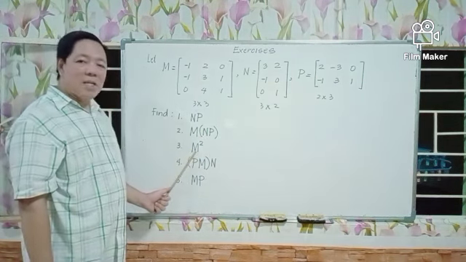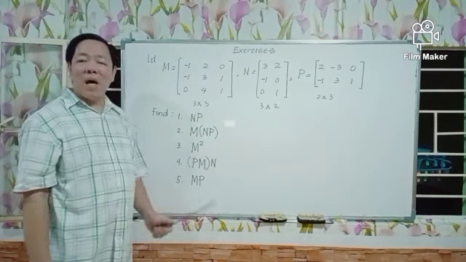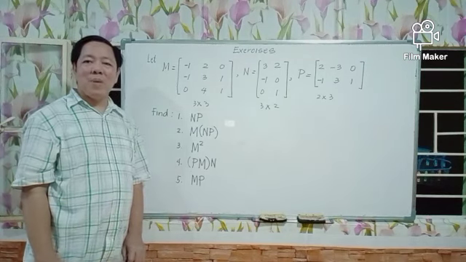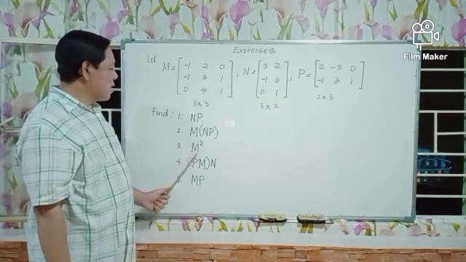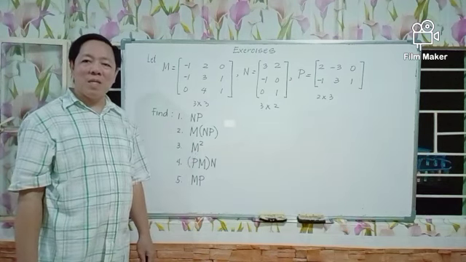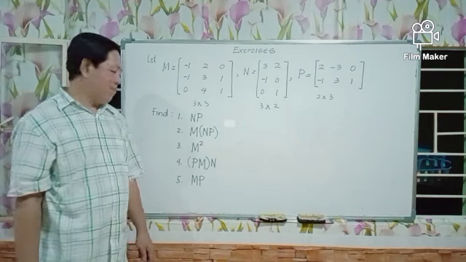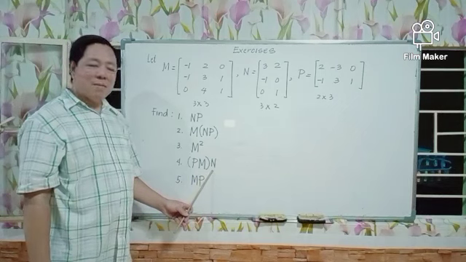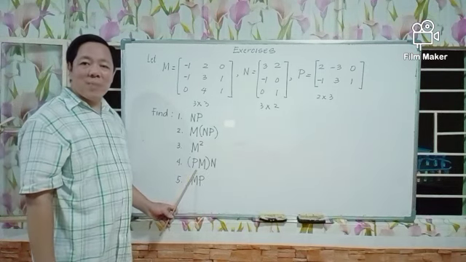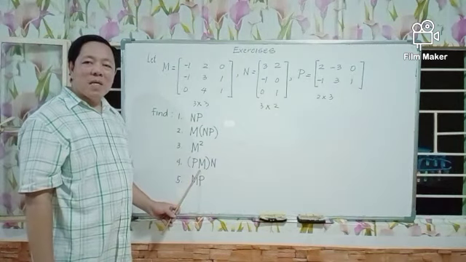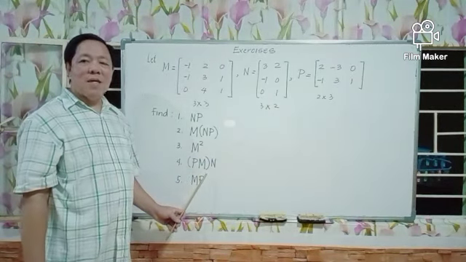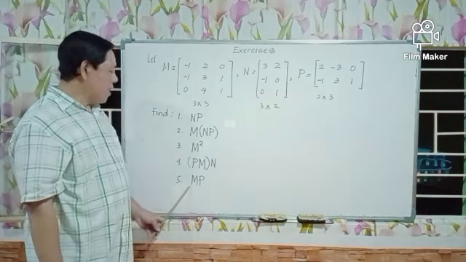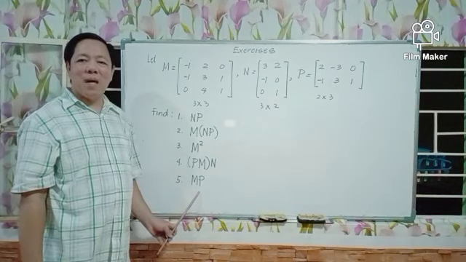Number 3, find M to the power 2. Now, M to the power 2 can be written as M multiplied by M. So you write M squared as matrix M multiplied by itself. Number 4, find the product of PM and N. For number 4, you start first by getting the product of P multiplied by M. If the product PM is not defined, then the product PM multiplied by N is not defined. And number 5, find the product of matrices M and P.